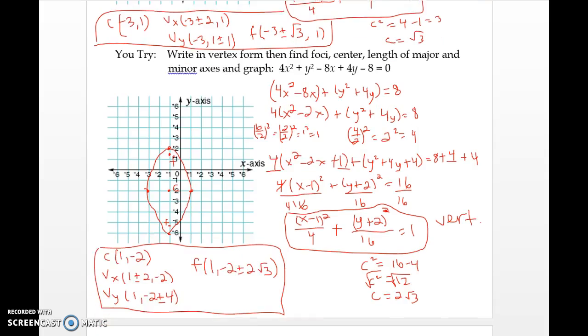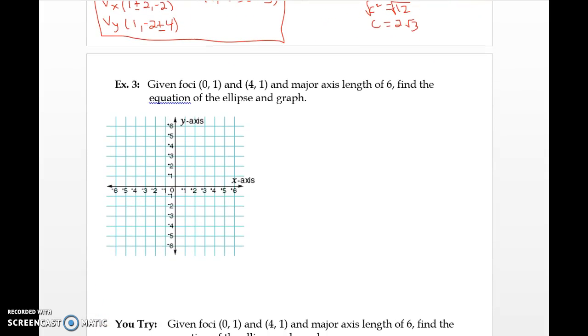We're going to do one more example. Given the foci and the major axis length of 6, find the equation and graph. So I can say, looking at the foci, what's changing is the x component. That's how I know it's horizontal. We want to look at that change.